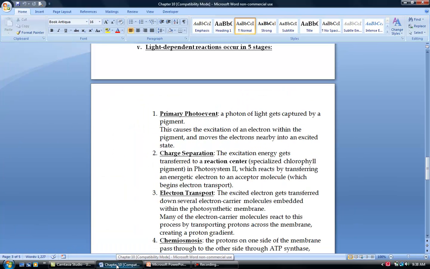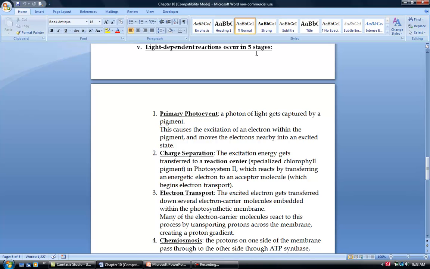All right, so what we're going to start with now is going to be the light and the dark reactions. So we're going to just get into a little bit more detail about how they work. So we'll start with the light dependent reactions. So here you can see that it's going to have 5 stages. Now remember, the whole point of light dependent reactions is to make two things, ATP and NADPH.